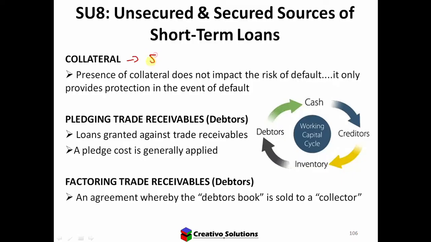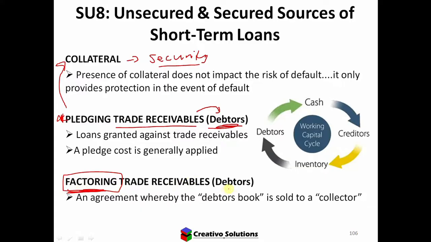It's secured. Good. Security for loans, security for finance. Right. So you can pledge your trade receivables, your debtors. You can use debtors as a form of collateral. Debtors can also be sold. Right. So when you have factoring, you can sell your debtors book to a debt collector.